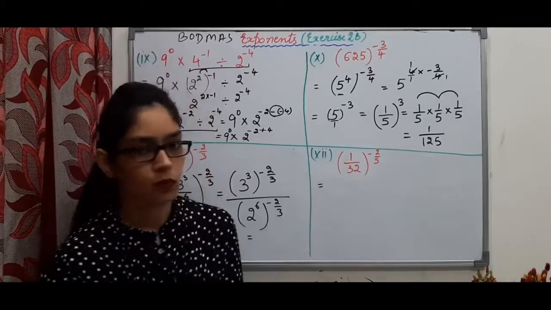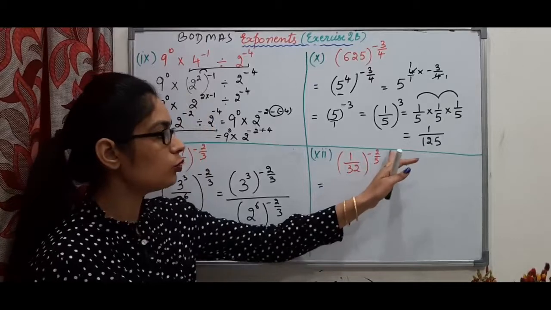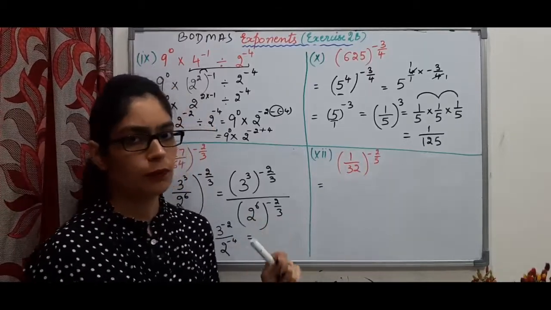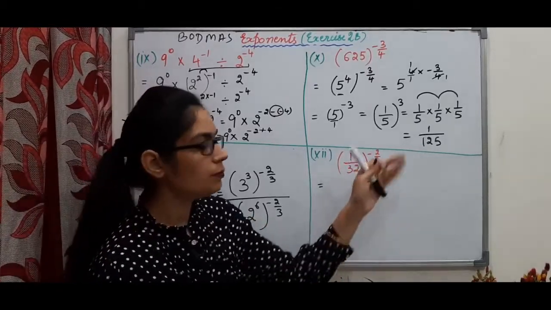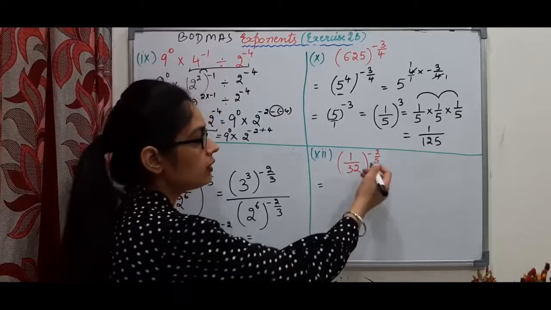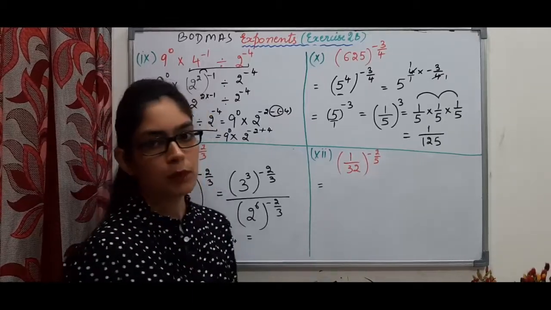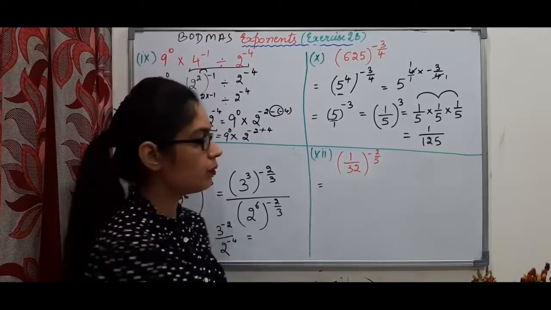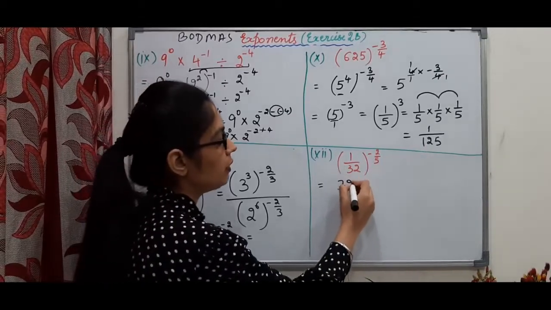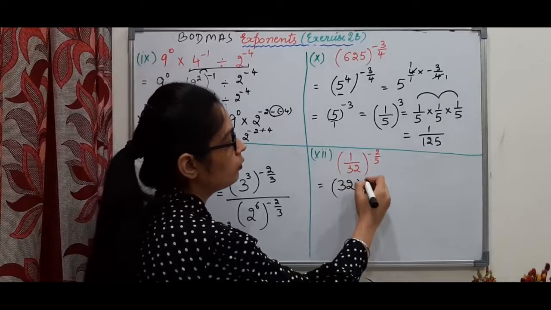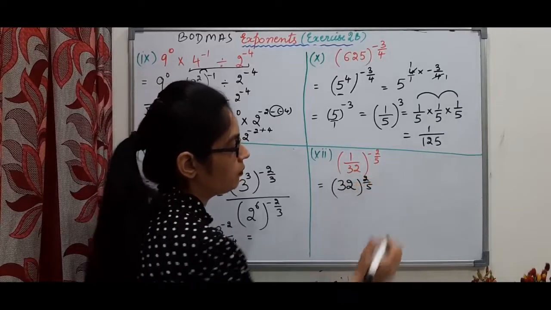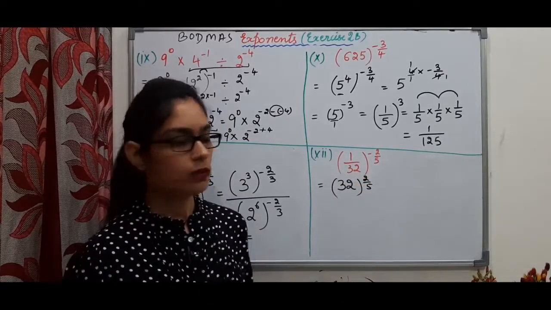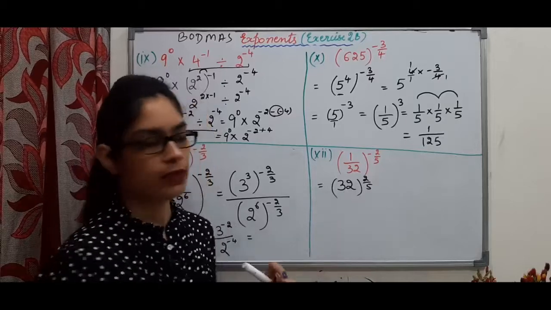1 by 32 whole power minus 2 by 5. So first what we can do here, we can just make the power positive because it is negative. We can make it positive by doing the reciprocal. So it's 1 by 32; if we do its reciprocal, it will become 32 by 1. So I can write 32 to the power 2 by 5. Now power is in fraction, so we have to check for its exponential form.